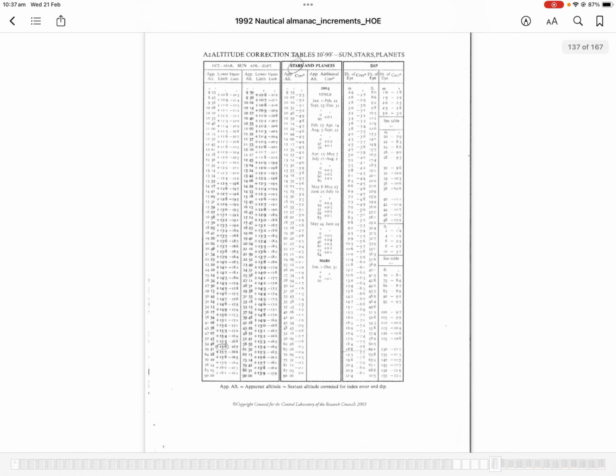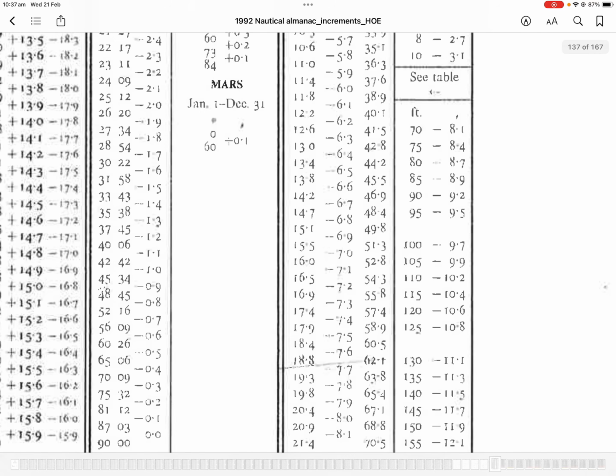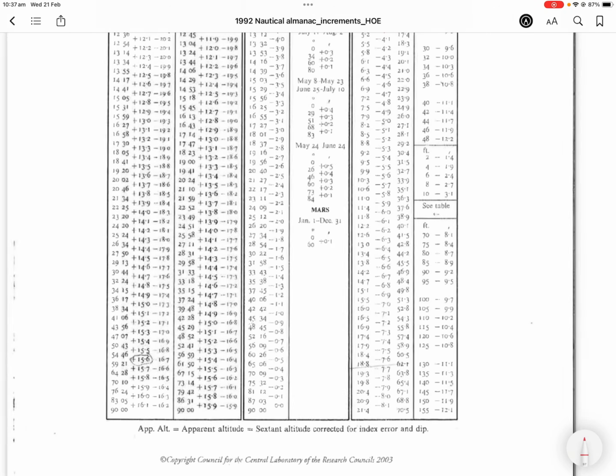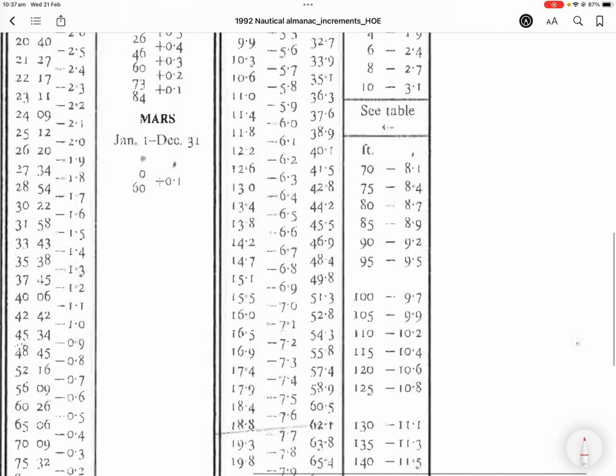meters. In your nautical almanac, the very first page is this page here, which gives you the height of eye. If you zoom in here, this is the height of eye table. All right, it says dip here. This is the height of eye correction. So 17 meters will be lying somewhere between 16.9 and 17.4, and the correction is minus 7.3.